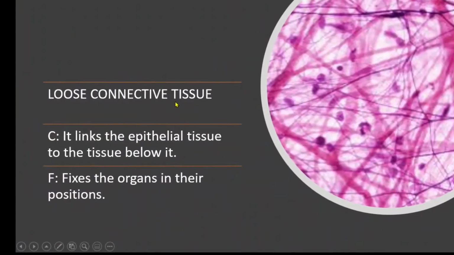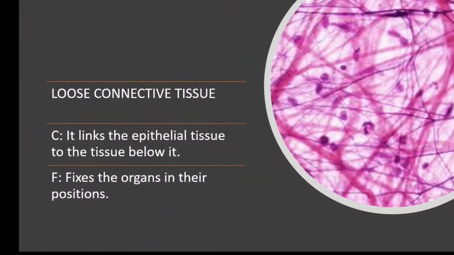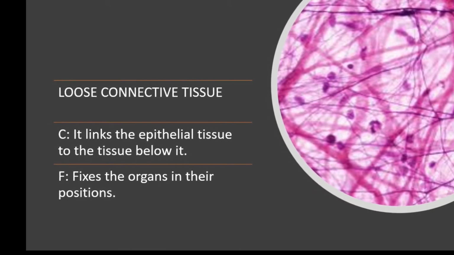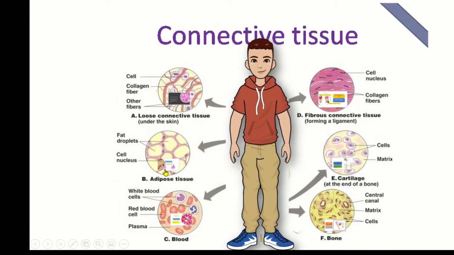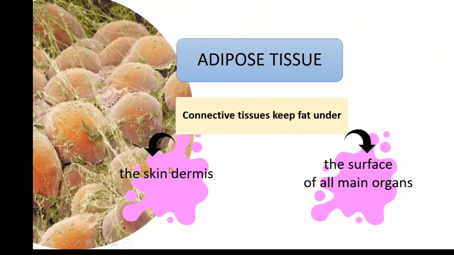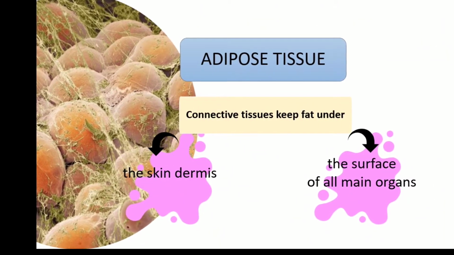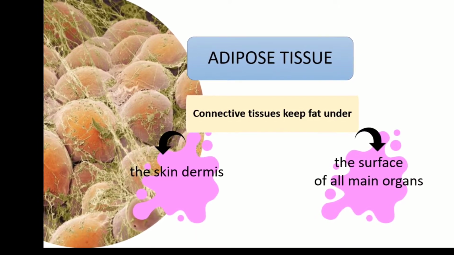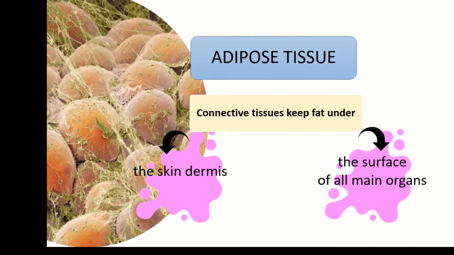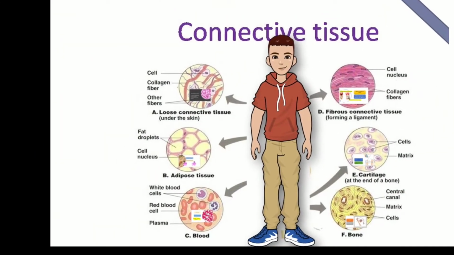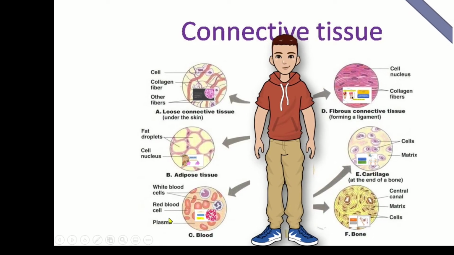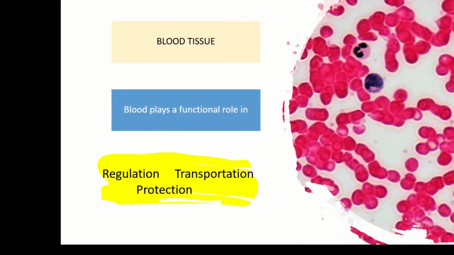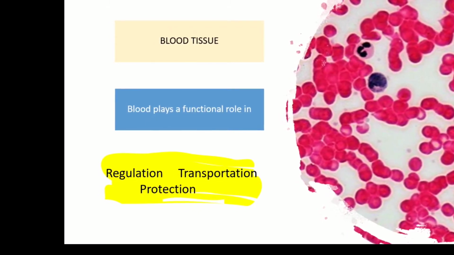The first one is the loose connective tissue. What is loose connective tissue? It links the epithelial tissue to the tissue below it, and the function is to fix the organs in their position. Next one is adipose tissue. It is the connective tissue that keeps fat under the skin dermis, and also at the surface of all main organs. The third connective tissue is blood. The blood plays a functional role in regulation, protection, and transportation.